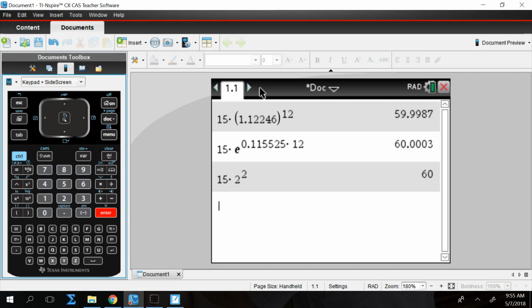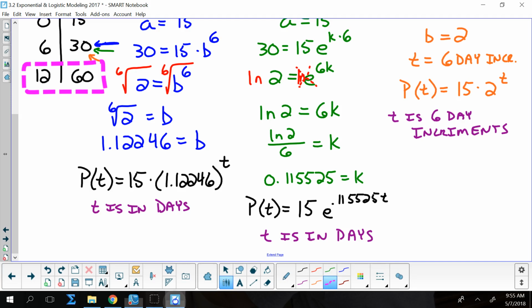Why are these first two not exact? They deal with decimals. It's because the decimal values that we plugged in are rounded. So when you round early, you're going to get a little bit off, but you'll be close. Okay?